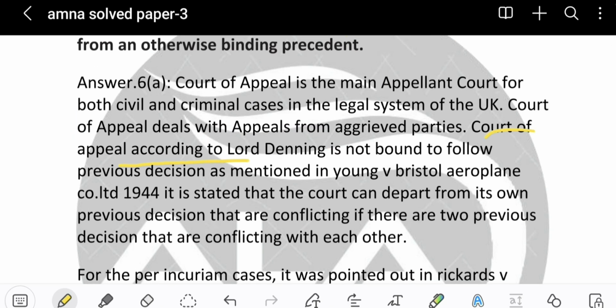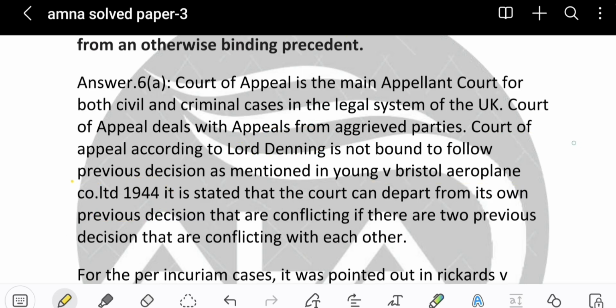The Court of Appeal, according to Lord Denning, is not bound to follow previous decisions, as mentioned in Young v. Bristol Airplane Company Ltd 1944. So basically, in this case, Lord Denning said that the Court of Appeal is not bound to follow its previous decisions. It stated that the court can depart from its own previous decisions if there are 2 previous decisions that are conflicting with each other.